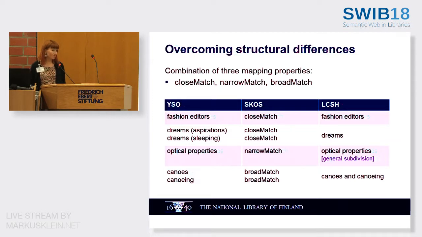Narrow match is used mainly when there is a good semantic match, but the LCSH concept is a subdivision, meaning that it has a more narrow scope of use. It cannot be used independently. And the last one is broad match, which is used when we have separate concepts that have been treated as a compound in LCSH.